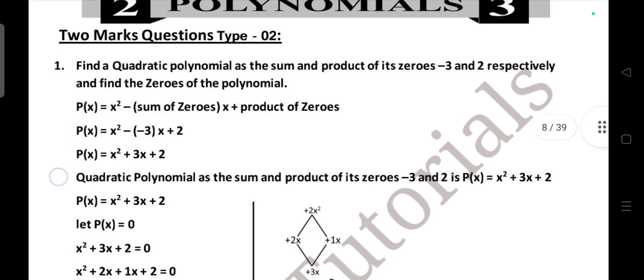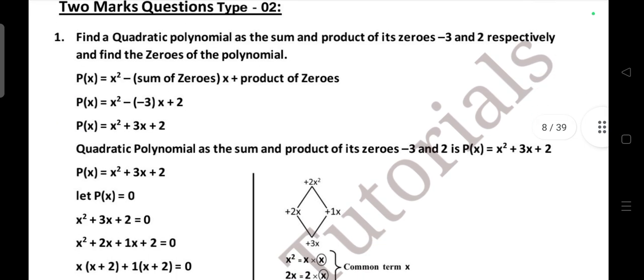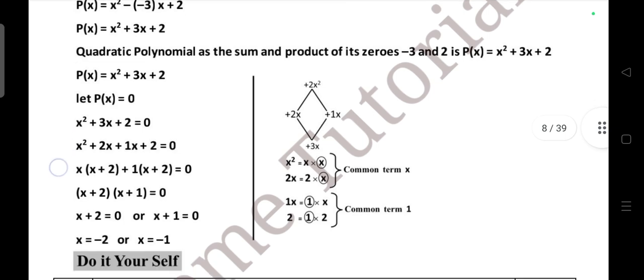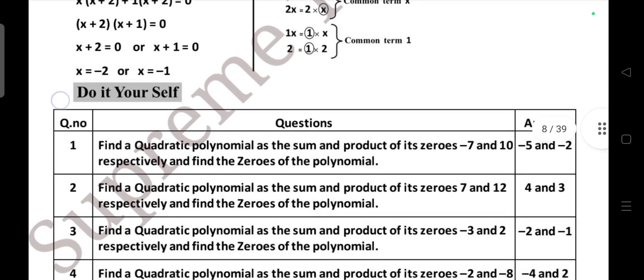Next, 2 mark questions from this chapter. Find the quadratic polynomial whose sum and product of the zeros are minus 3 and 2 respectively. Find the zeros of the polynomial. One is solved here. So this is for your practice.